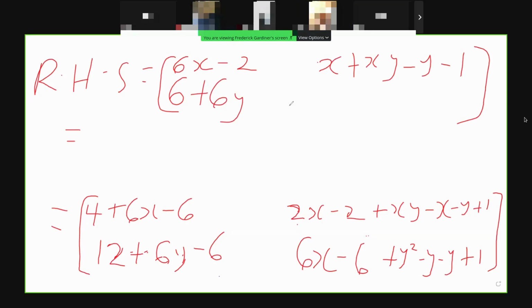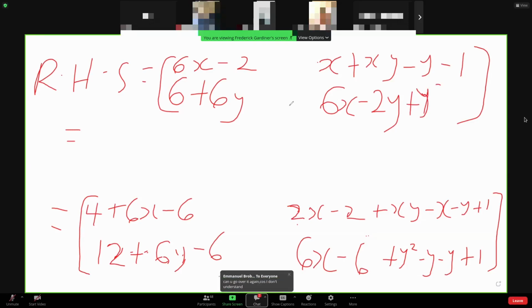Then on the other side, what are we going to have? There's only one term in x, 6x. There's no, the minus 2y. Do you see? Yes, minus 2y. Then we can have plus y squared, minus 5. So that's all we can do.